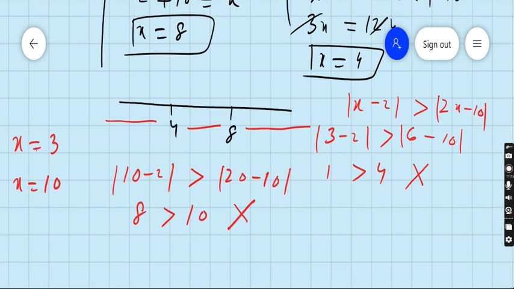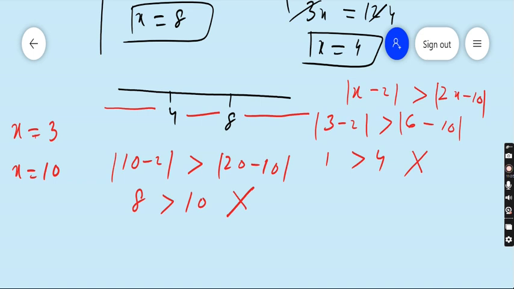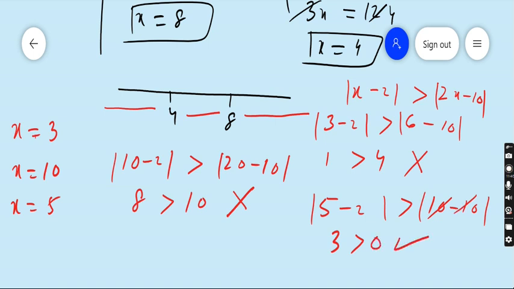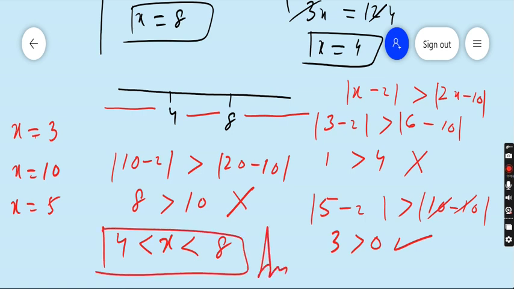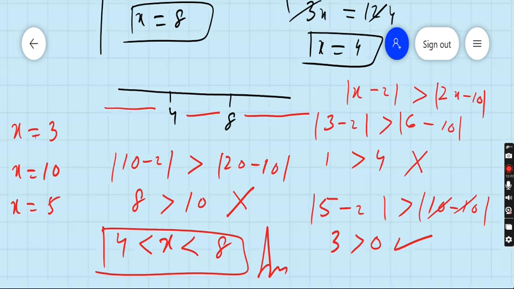The third region, which is between 4 and 8, so we can take x equal to 5. Our absolute value inequality is x minus 2, that is 5 minus 2, 2 fives are 10, 10 minus 10. 5 minus 2 is 3, 10 minus 10 is 0, and yes, 3 is greater than 0. Therefore, all answers from 4 to 8 are our set of values. So it is also proved with the help of algebra that our answer is 100% correct.